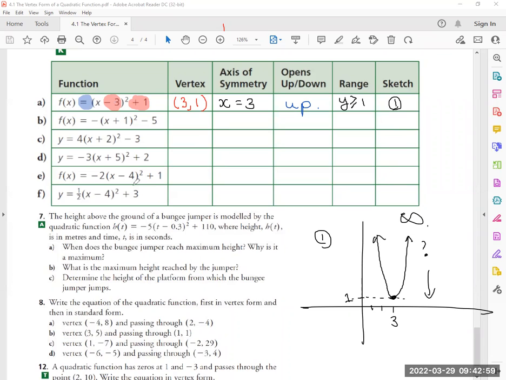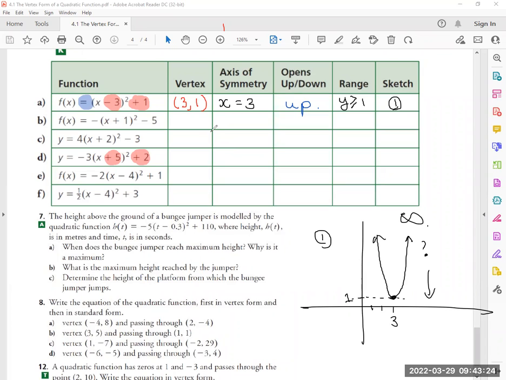Let's try it one more time. Let's do a slightly harder one. There's a fraction here, but I don't want you to get scared. Let's do D. Once again, looking at these numbers, you can automatically figure out what the vertex is. Someone else?